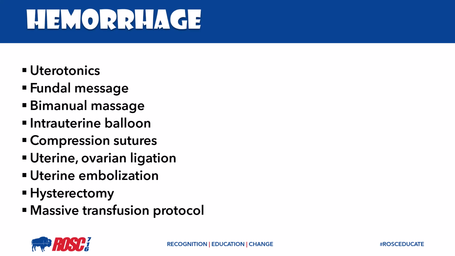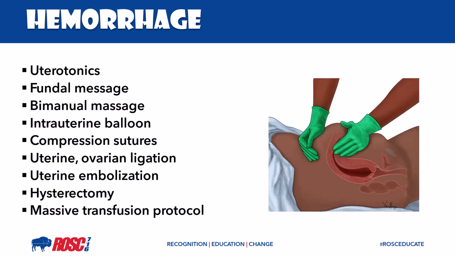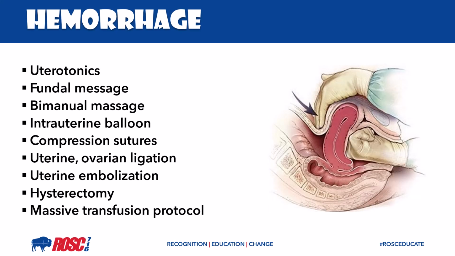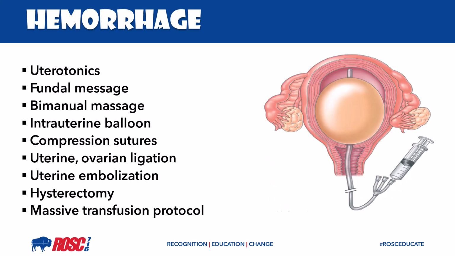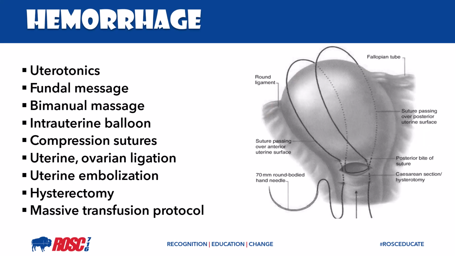So how do we treat obstetric hemorrhage? So first, as discussed, we have our uterotonics. Then we can do fundal massage. We can do bimanual massage. If this is refractory, the obstetrician can insert an intrauterine balloon. If still refractory, if mom isn't opened up, she can be surgically opened up and the obstetrician can place compression sutures. There's multiple variations of this, but the one seen in the picture is the B-Lynch method.